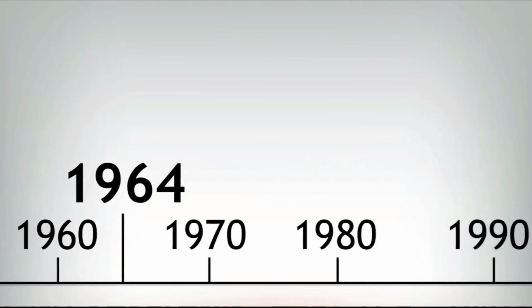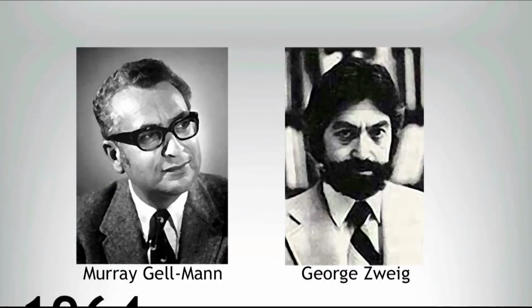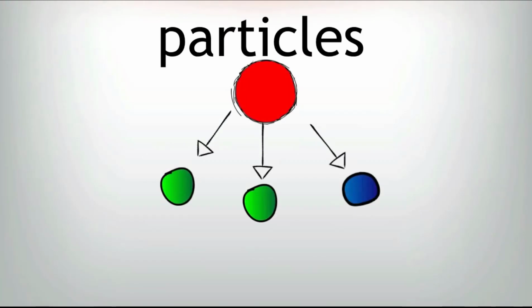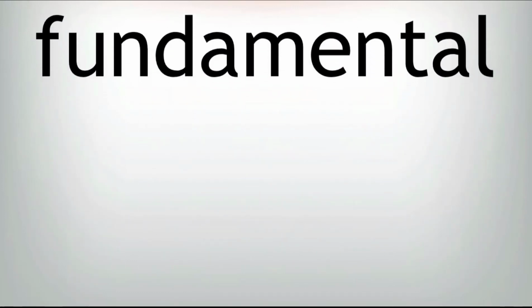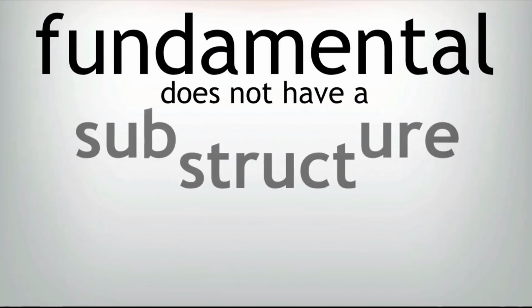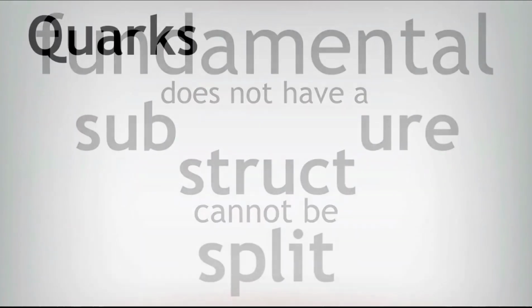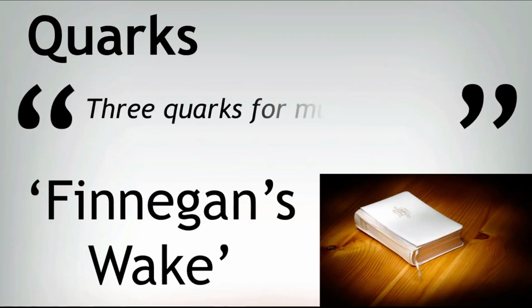In 1964, Murray Gell-Mann and George Zweig suggested that most of the known particles of the time could be explained as being combinations of three fundamental particles. Now, the term fundamental means that the particle does not have a substructure. It cannot be split. The name quarks was chosen from the James Joyce novel Finnegan's Wake. 3 quarks for Muster Mark.